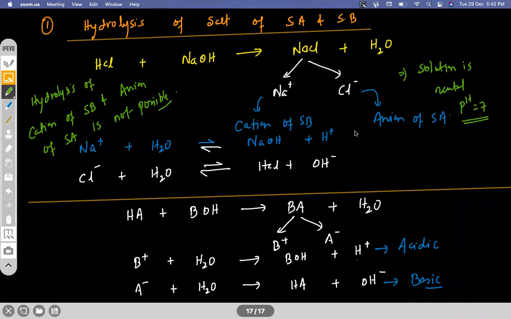So Na plus and Cl minus, weak acid and weak base, we generally don't define, but yes, if you look at this reaction, Na plus has a very least tendency to release H plus ion. Hence, it is a very, very weak acid. Right? These two conditions you must keep in mind. Hydrolysis of cation of a strong base and anion of a strong acid is not possible. Correct? Got it?